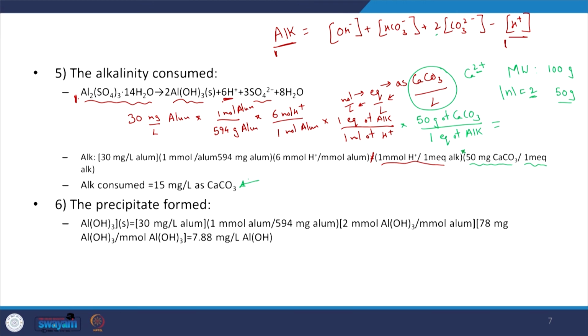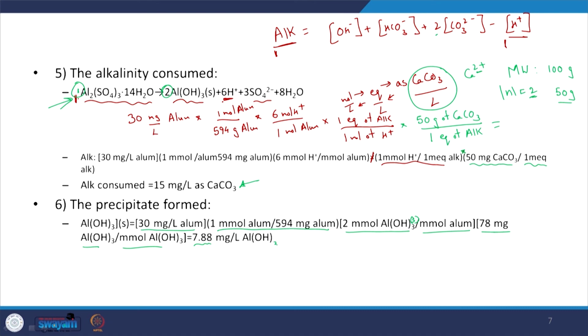Precipitate formed, same way I will look at the relevant reaction. So 1 mole of alum, 2 moles of precipitate, right. So that is what we have. Again, alum, we are converting it into molar units, and I know that there are 2 moles of this solid, this should be mentioned as solid, precipitating out per 1 mole of alum, that is what we see from the stoichiometric ratio, and I know the mass of AlOH thrice, which is 78 molecular weight, right. And now I will get this, but what does this mean?